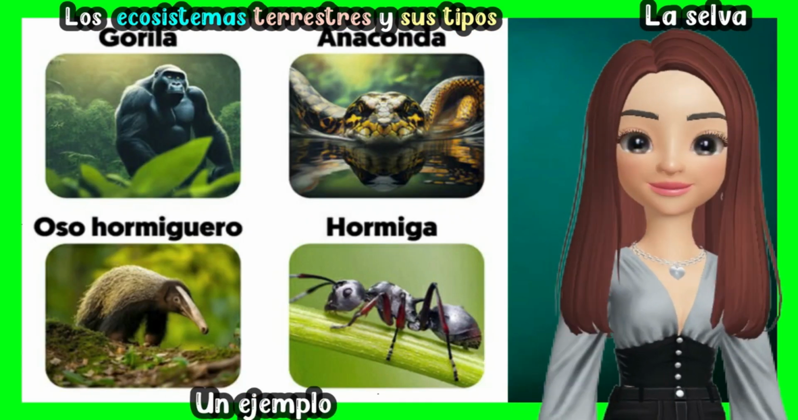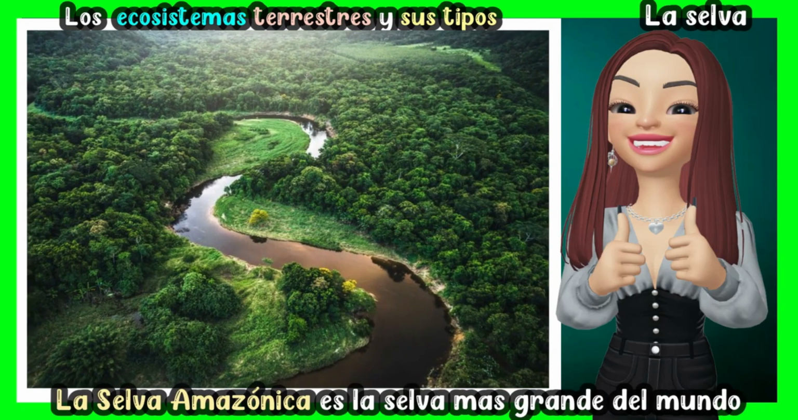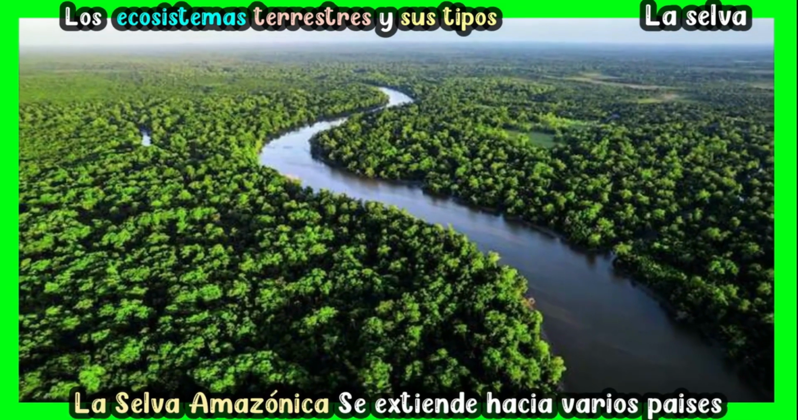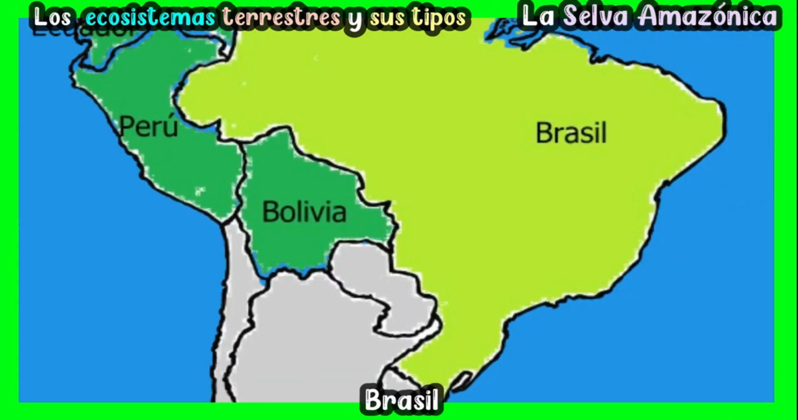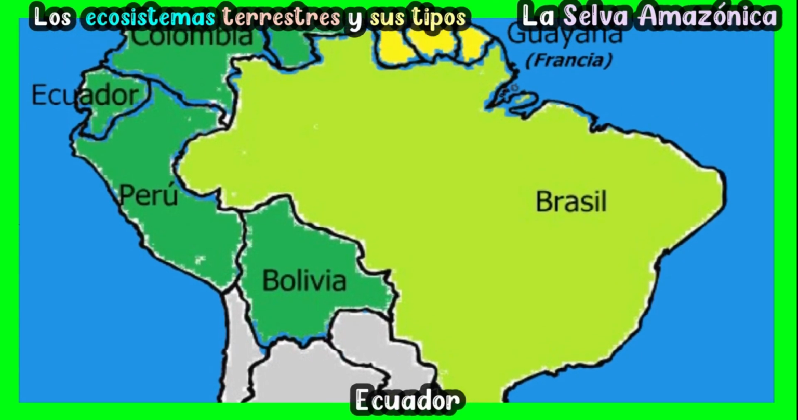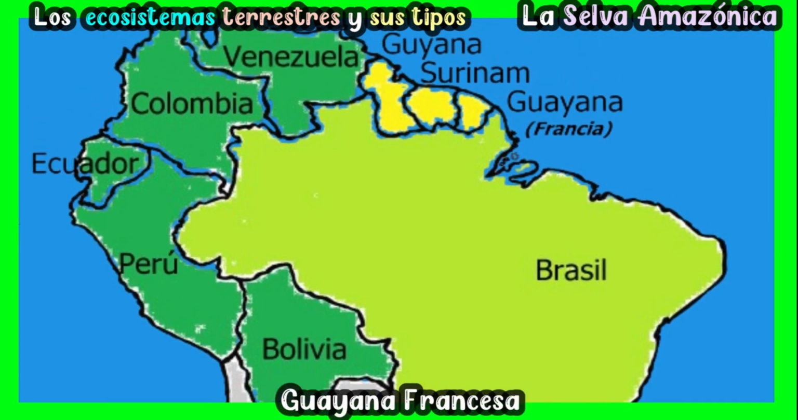An example is the Amazon rainforest. Did you know it's the largest jungle in the world? This jungle extends through several South American countries like Brazil, Peru, Colombia, Venezuela, Ecuador, Bolivia, Guyana, Suriname, and French Guiana, providing shelter to thousands of species of plants and animals.